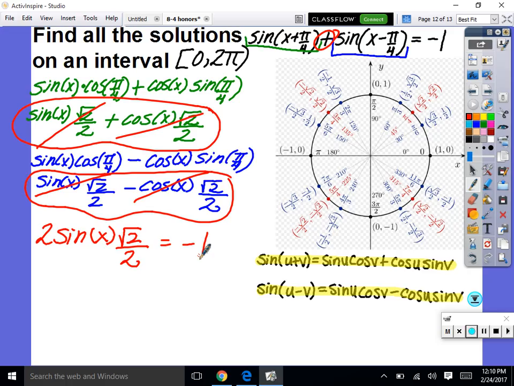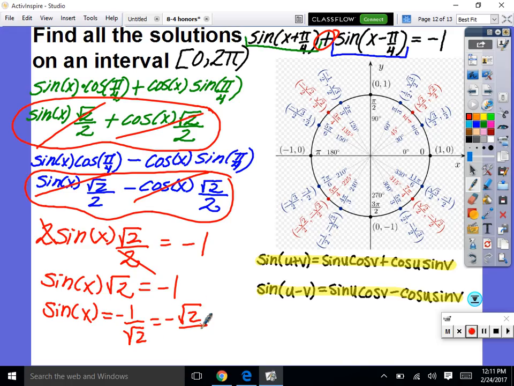So now we're really dealing with something very easy. Isn't 2 divided by 2 1? Yeah. So we're really just dealing with sine of x of √2, because those 2's divide out, equals -1. So now isolate sine. So it was actually easier than it looked. So we divide both sides by √2. So we're looking for when does sine of x equal -1/√2, which is really -√2/2, because we would rationalize our denominator. So we have 5 pi fourths and 7 pi fourths is our answer. And it was only over an interval from 0 to 2 pi. So our final answer was x is equal to 5 pi fourths and 7 pi fourths.